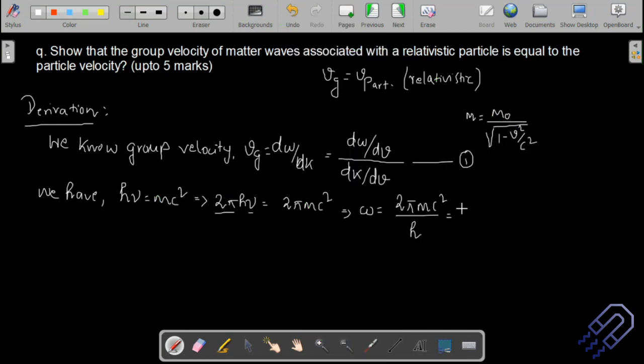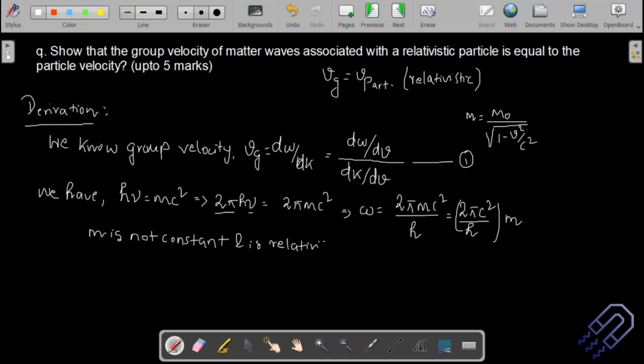But here we know 2 pi is a constant. C square, speed of light in any medium, would be constant, and divided by h is again a constant. The only variable here is m. Okay, so the mass is not a constant. M is not constant and is relativistic.